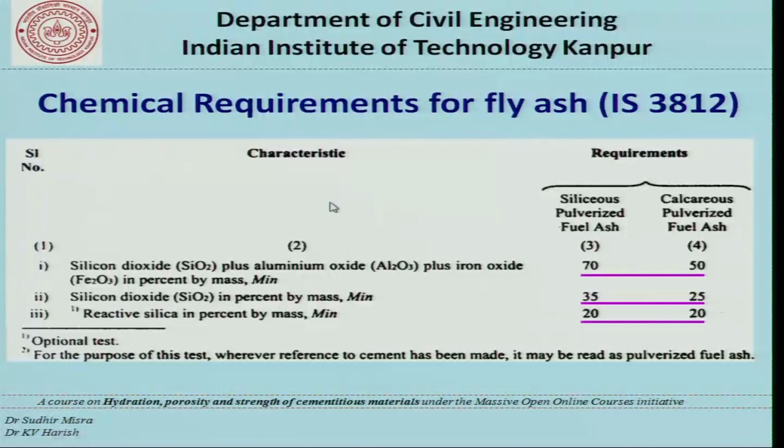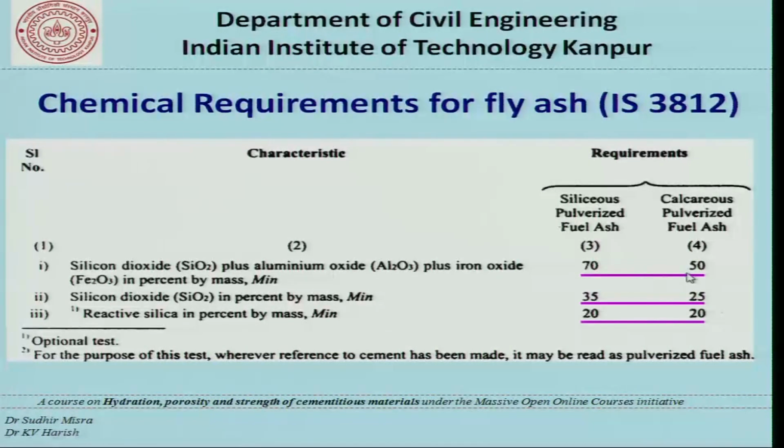So what is shown in this table is the characteristic that is specified, S plus A plus F, and it is mentioned as minimum. That is 70% for siliceous fly ash and 50% for calcareous fly ash. The terminology here could surprise you in the sense that they have used the terminology pulverized fuel ash. If you read this code at the beginning, they have clearly mentioned that pulverized fuel ash could be very many different types of ash, but this code specifically covers only fly ash. So for siliceous fly ash it is 70 and for calcareous fly ash it is 50.